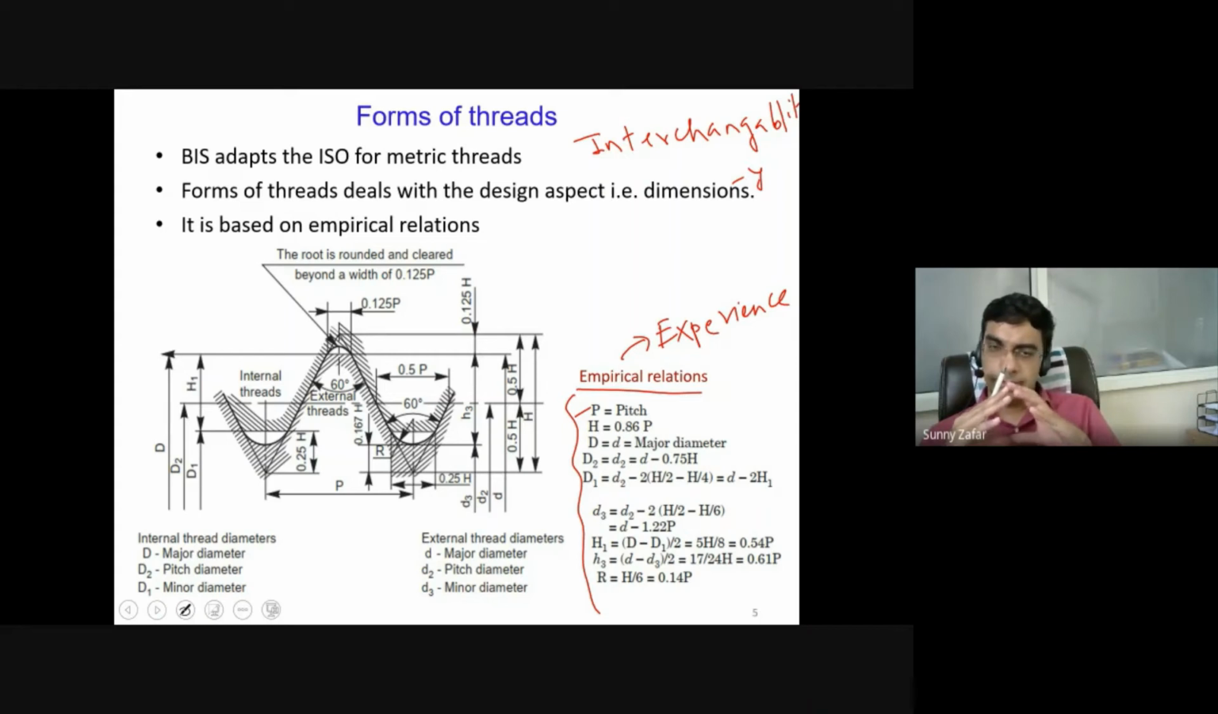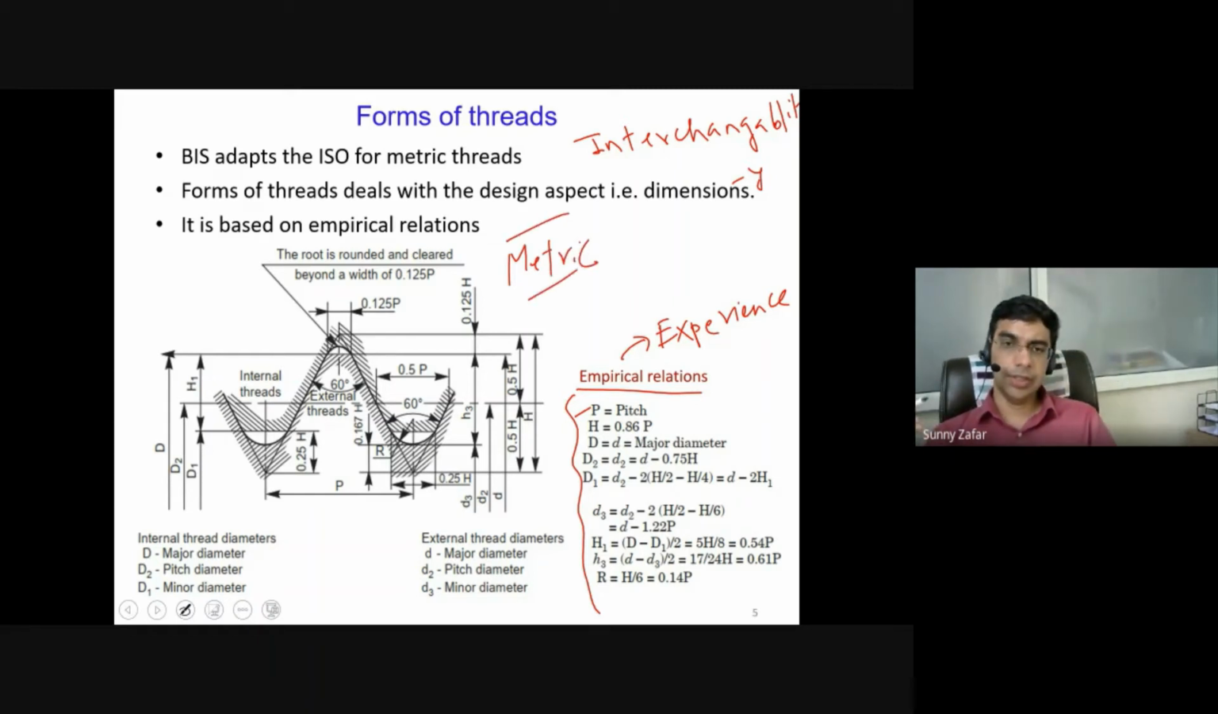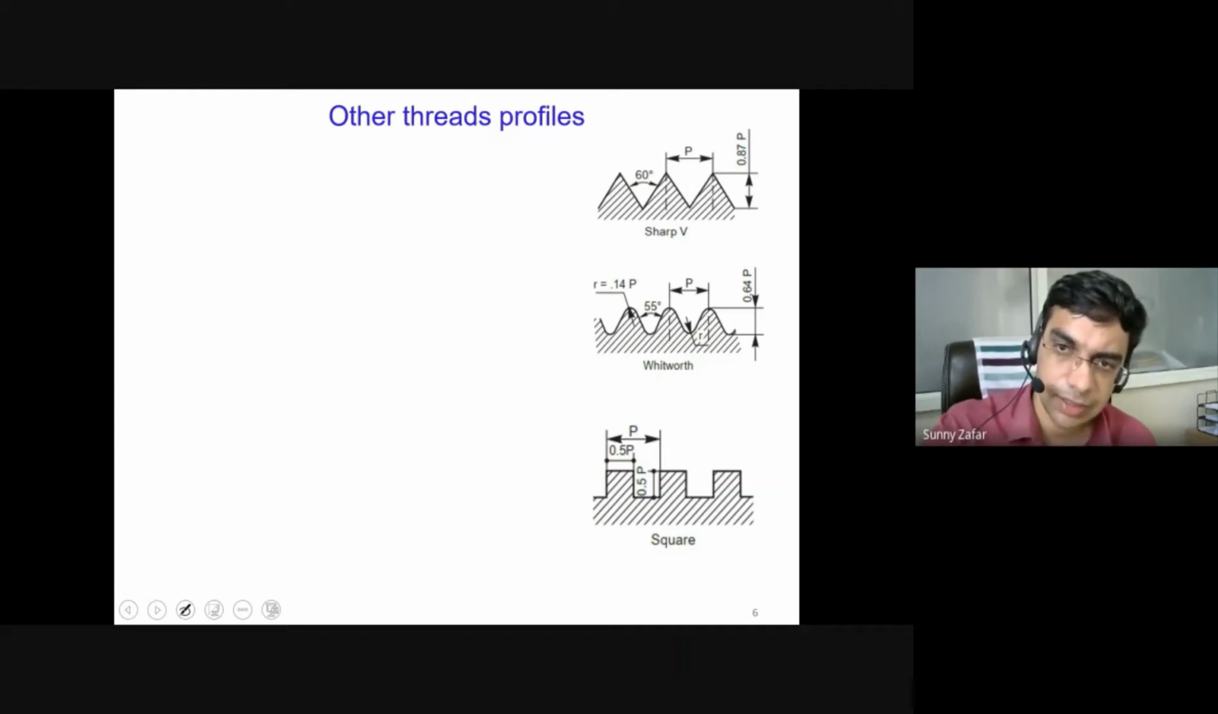Of course, as I discussed, this is the metric thread. Beyond the metric thread, there are other forms of thread which are still used. We'll go through them one by one. First is the sharp V thread. The sharp V thread is the most popular thread used, in which the thread surface makes a very sharp angle of 60 degrees.